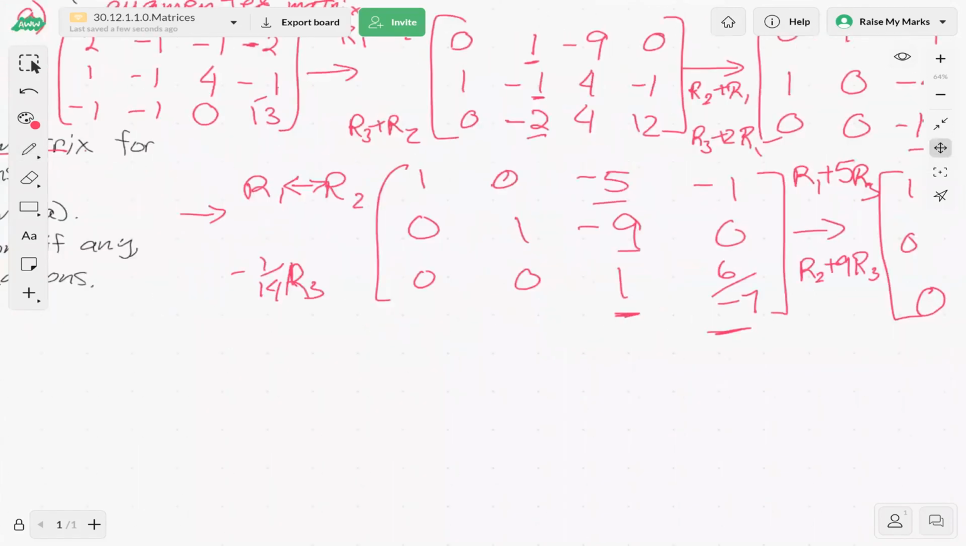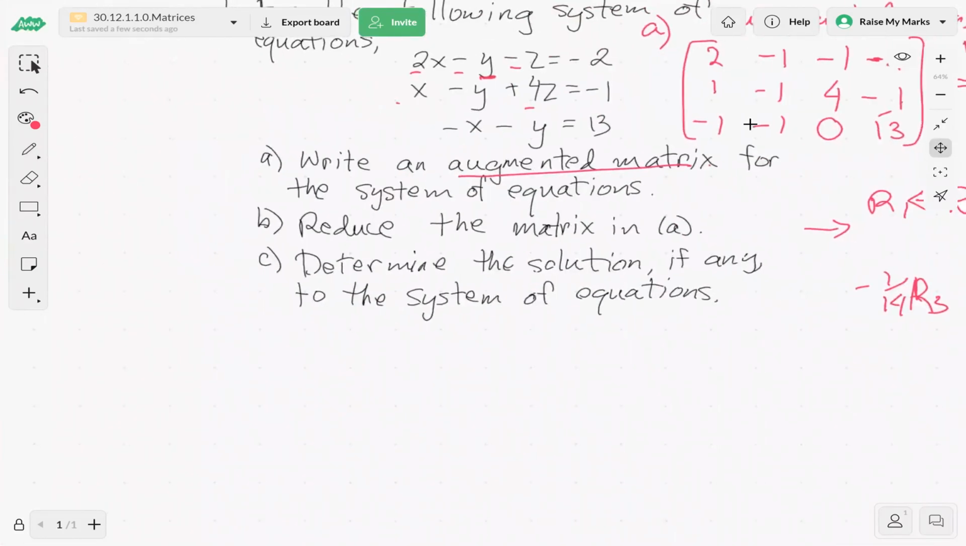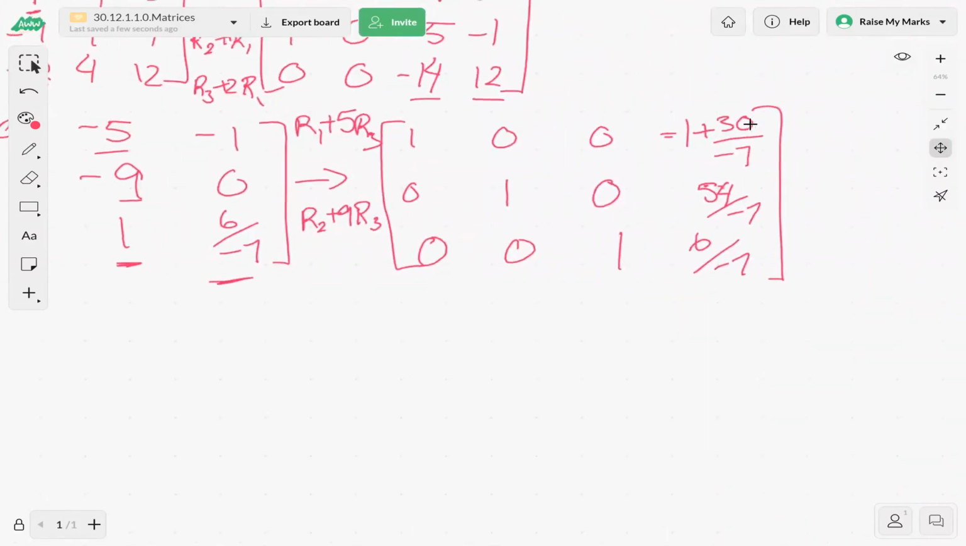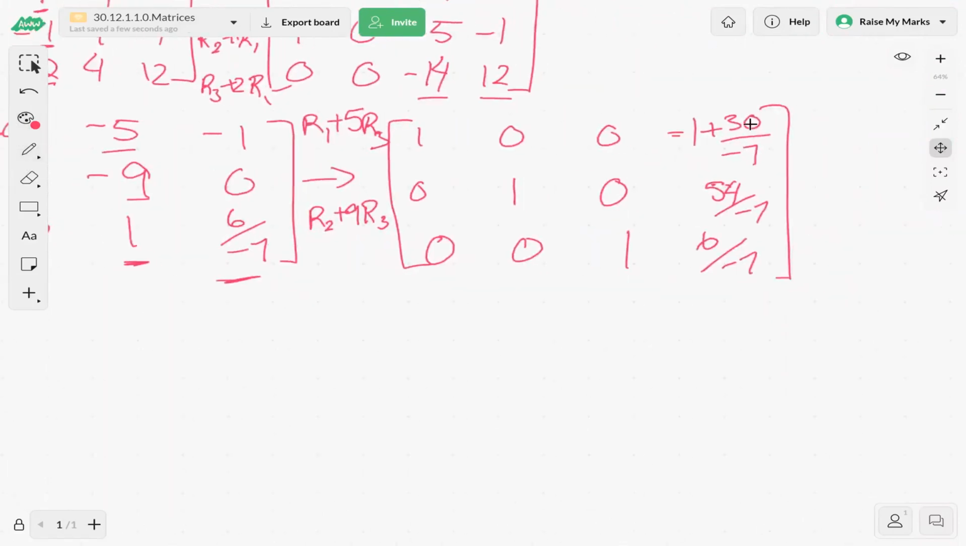So let's go back to part B, see what the question is: reduce the matrix in A. So we've done that. Determine the solution, if any, to the system of equations. Well, let's look at our final matrix here. So this row reduced augmented matrix represents a system of equations, and that system is equivalent to the original system of equations. So let's write out the system of equations represented by this final row reduced matrix.